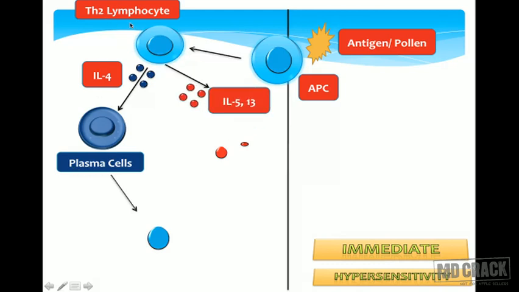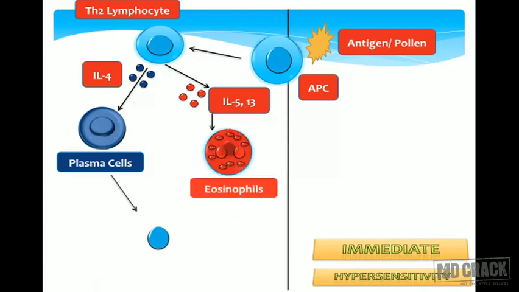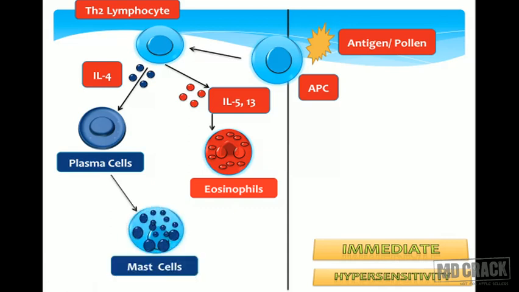Meanwhile, the activated T helper 2 lymphocytes also secrete interleukin 5 and interleukin 13. These two important cytokines are important for recruitment of more and more eosinophils. So there is recruitment of more and more eosinophils, and plasma cells will attract the mast cells, because mast cells have IgE antibodies over the receptors on their surface.